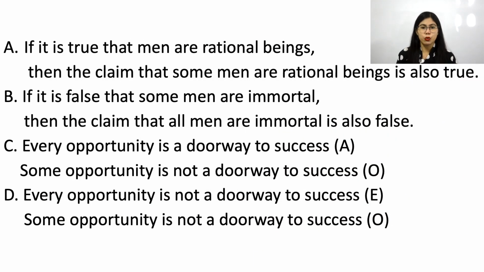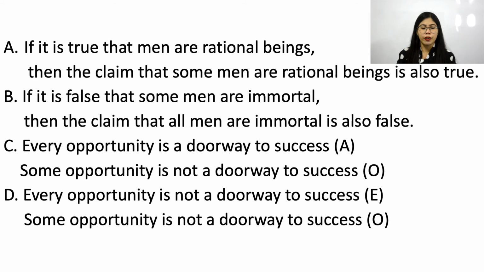Now let's have examples. Letter A, if it is true that men are rational beings, A, affirmative universal, then the claim that some men are rational beings is also true, affirmative particular. Another example, if it is false that some men are immortal, I, affirmative particular, then the claim that all men are immortal is also false, affirmative universal, or letter A.